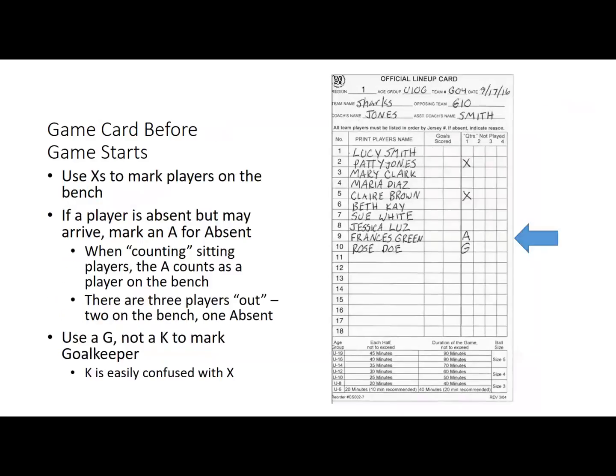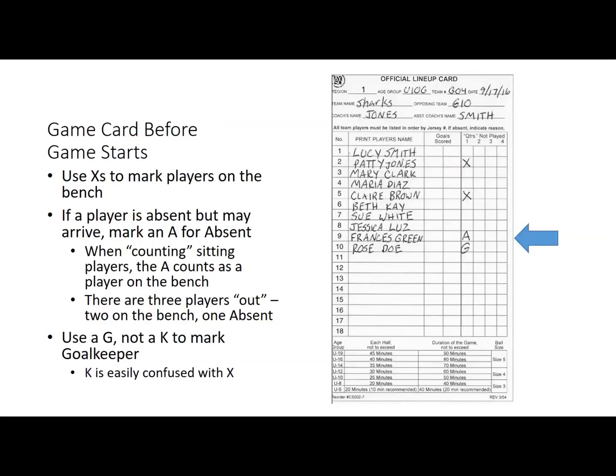All right, so now, just before the game starts, the assistant referee one usually, depending on what your referee decides, will mark in who's sitting on the bench. In this scenario, we have 10 players, and we have one player absent for the first quarter. She may arrive later, so we're going to mark an A for absent.